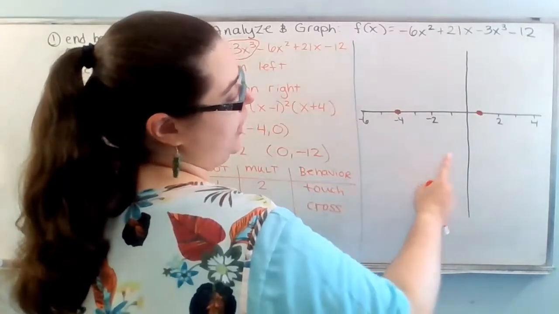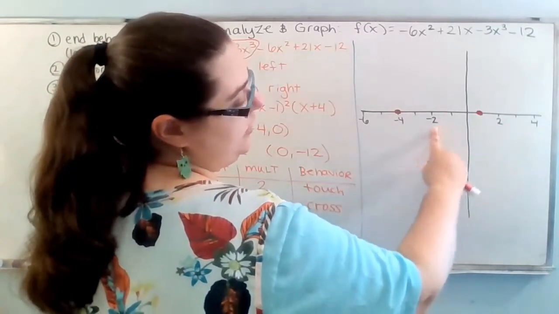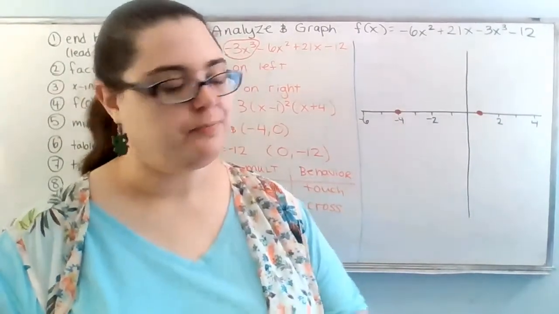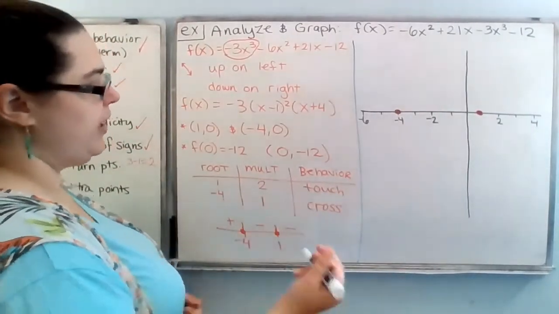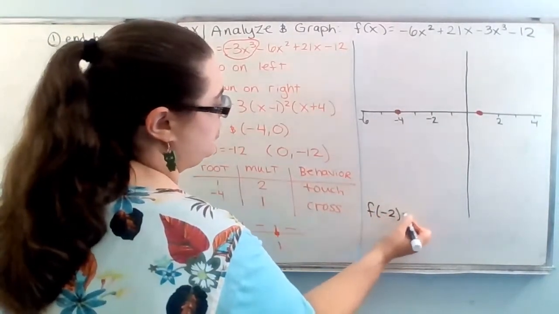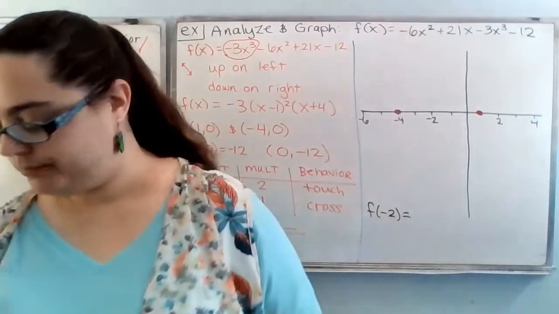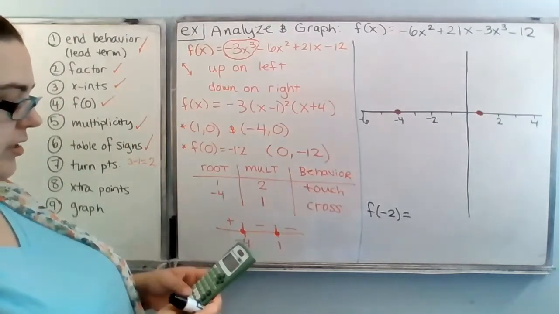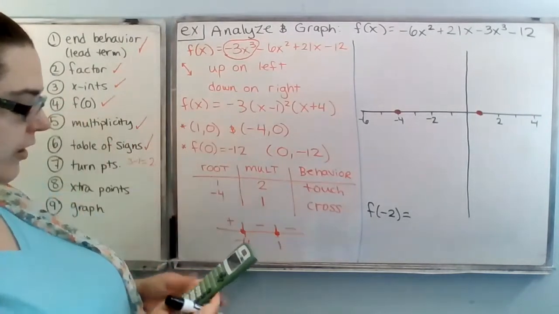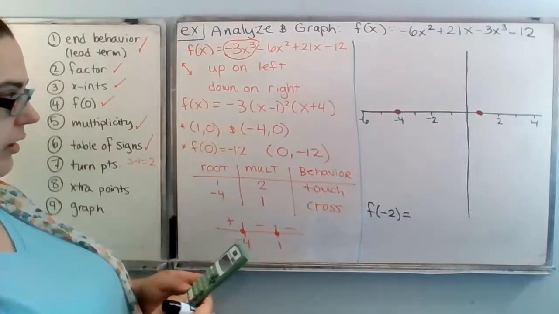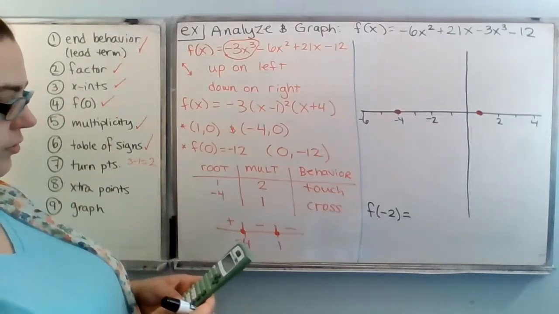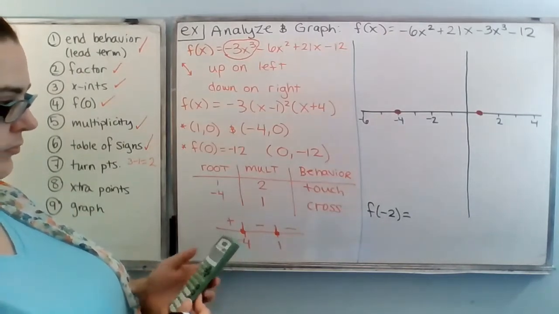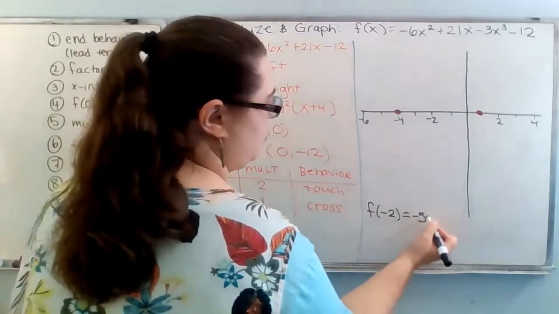So I'm going to evaluate at -2, just because it's halfway between -4 and the y-axis, just to give me an idea. So f of -2, and I'm just going to throw that on my calculator. I'm going to use the factored form for this: -3 times (-2 minus 1) squared times (-2 plus 4). That gave me -54.